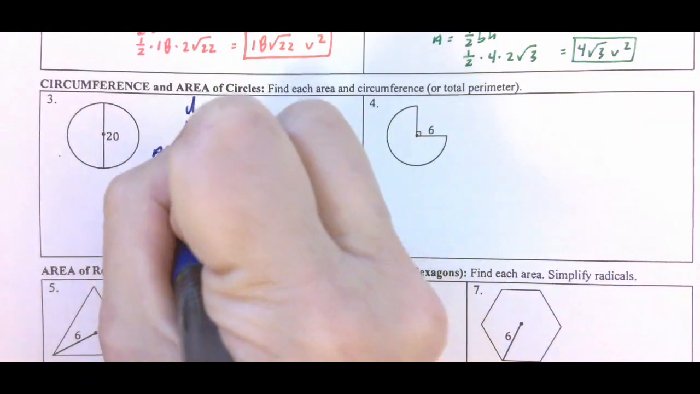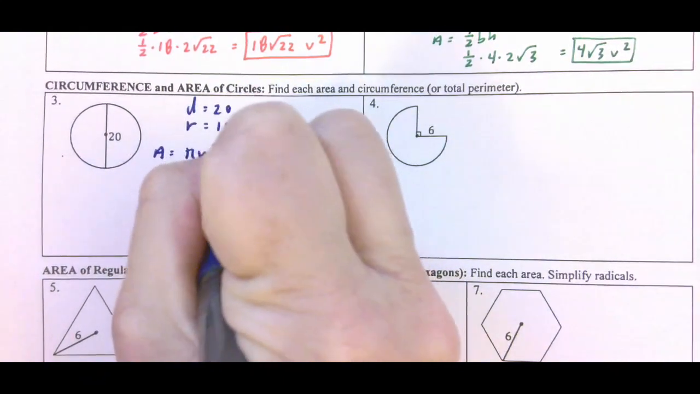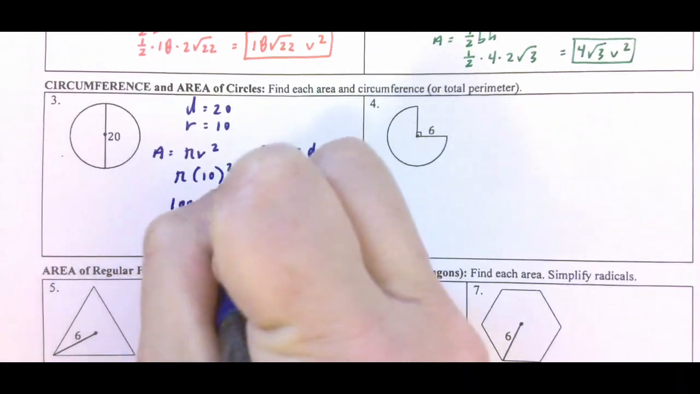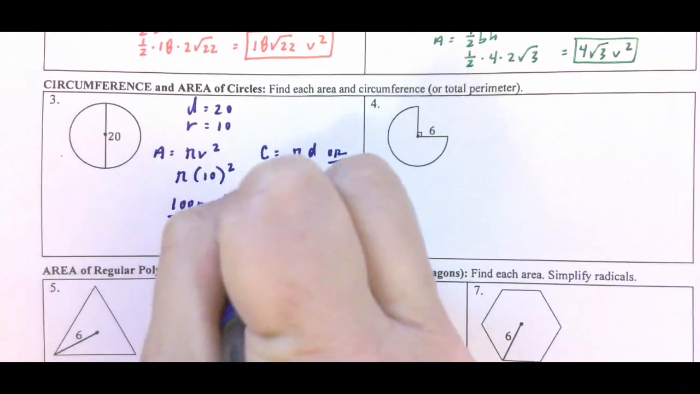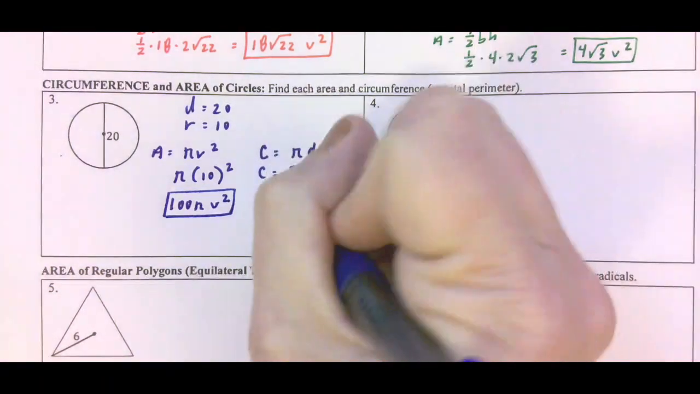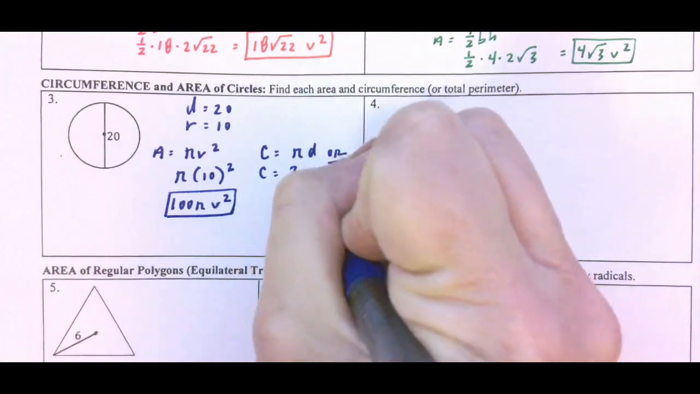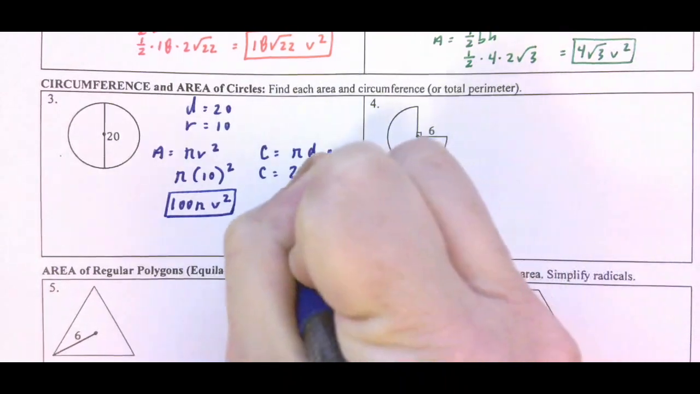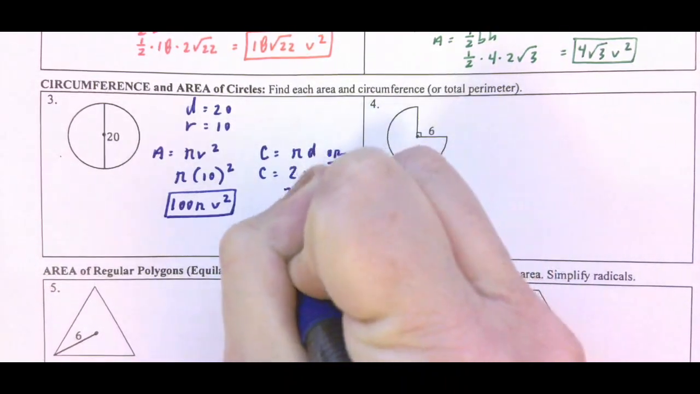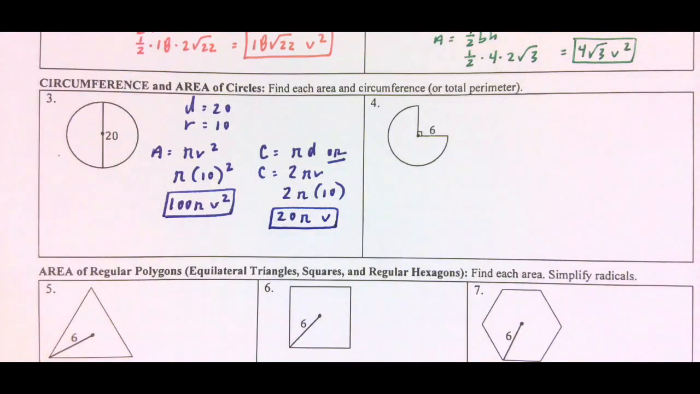That makes sense since my diameter is 2 times r. So for area first, I'm looking at pi times 10 squared. So I get 100 pi. Units are squared. Always square units for area. And for circumference, I'm saying 2 times pi times 10 gets me back to 20 pi units. So that one was pretty basic. The next one is a little bit more complicated.